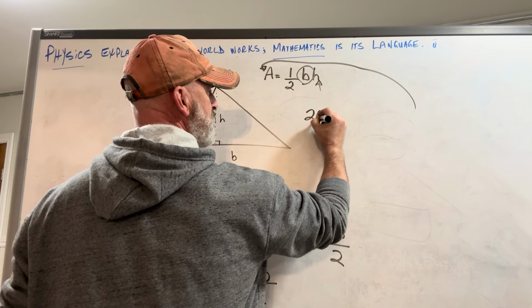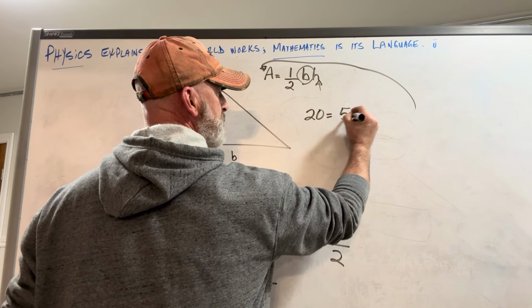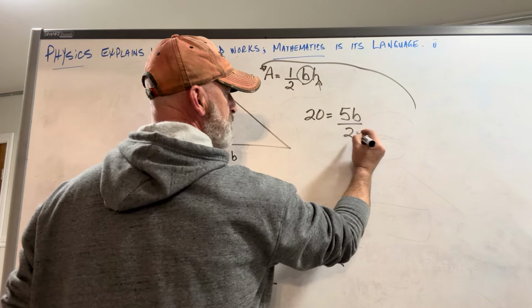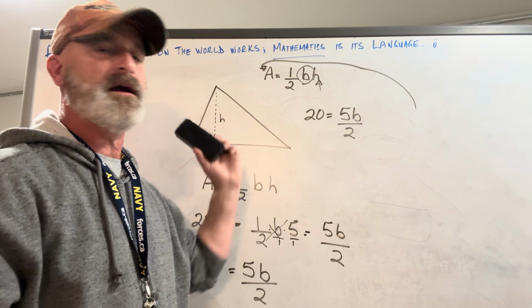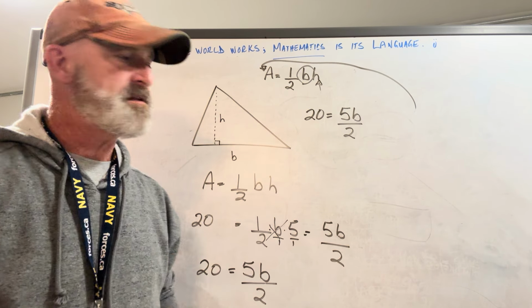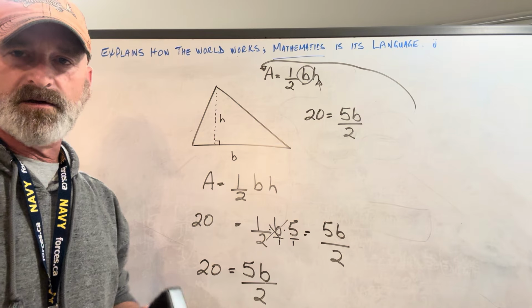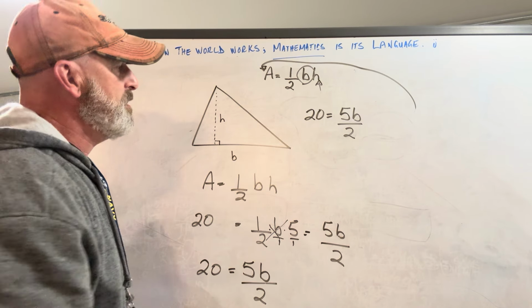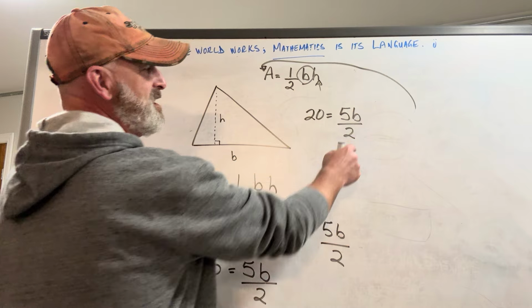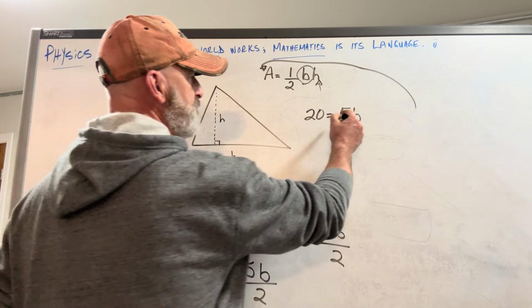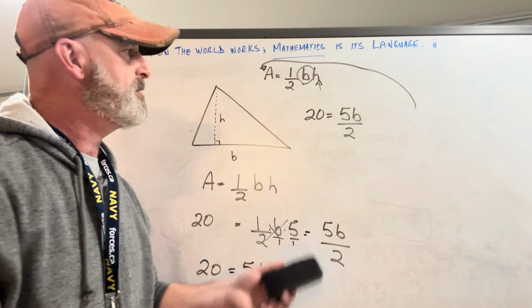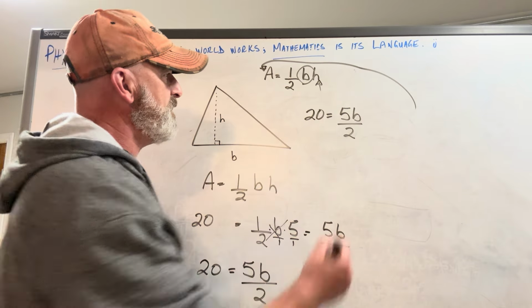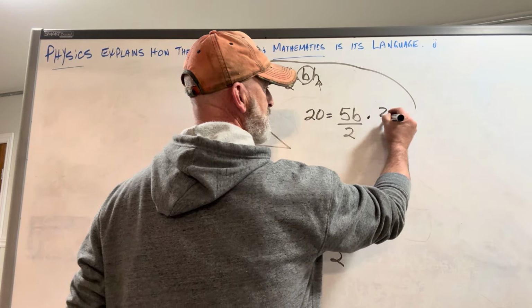20 equals 5b over 2. I'm going to try to isolate that b from everything else. Keep it on one side of the equation and keep everything else on the other. So what I'm going to do right off the bat, it's being divided by 2 on this side. This whole thing is being divided by 2. If I want to get rid of that ugly old 2, if it's being divided by 2, what if I just multiply it by 2?